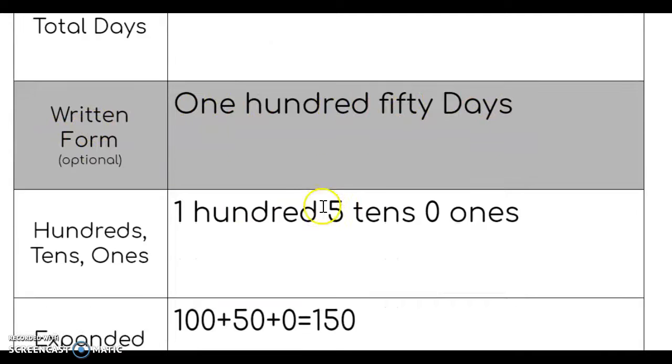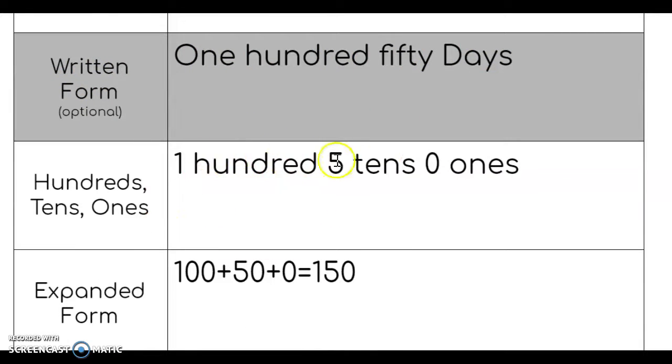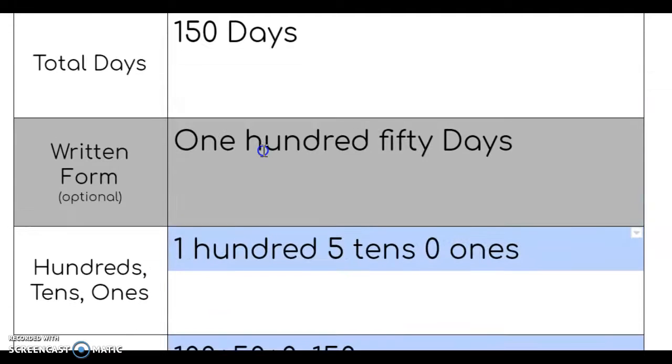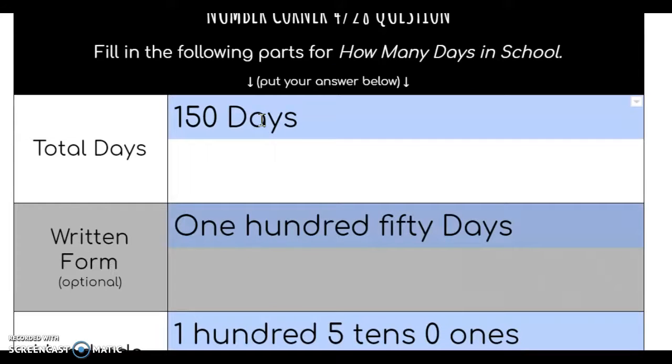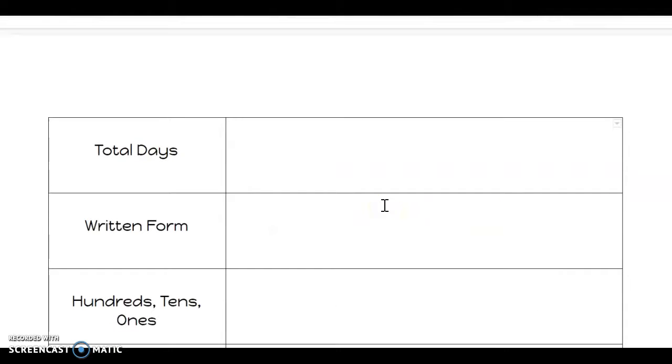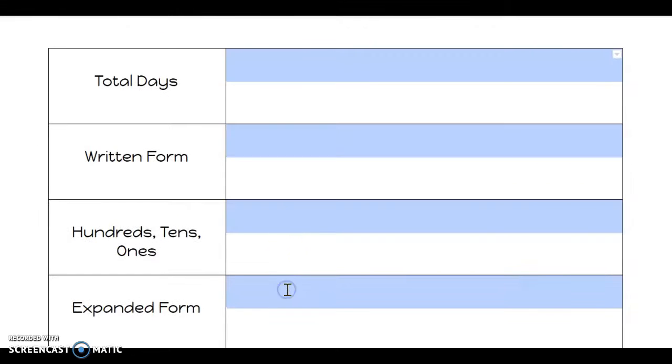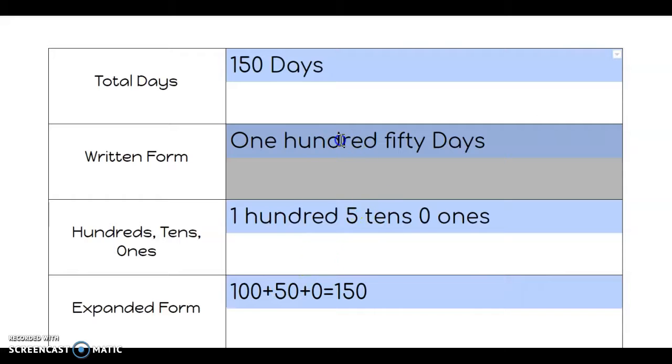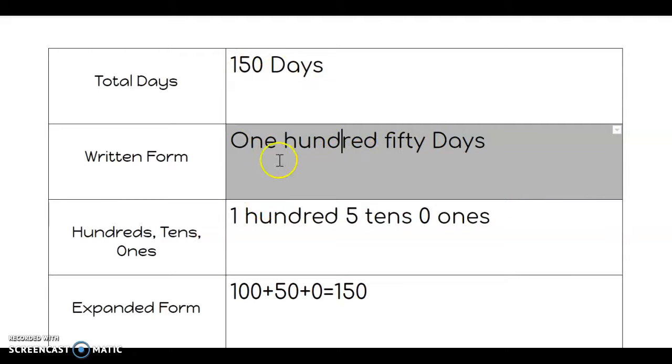Written form, remember this was optional. 150 days. Hundreds, tens, and ones: there's 1 hundred, 5 tens, and 0 ones. And here's the expanded form: 100 plus 50 plus 0 equals 150. I'm actually going to copy and paste this into ours. Great job, Hannah. Just like I said, we had 150 days. It worked. Perfect. 150 days. 1 hundred, 5 tens, and 0 ones. And expanded form, 100 plus 50 plus 0 equals 150.